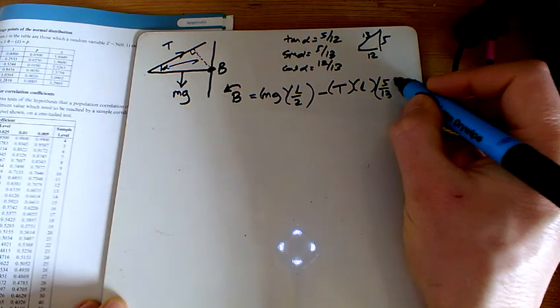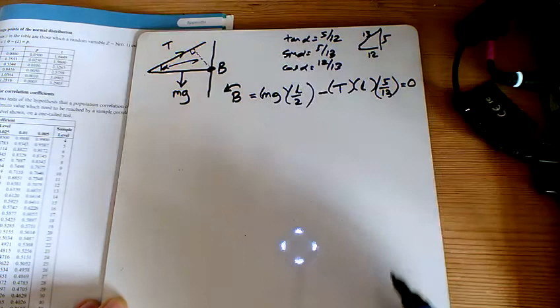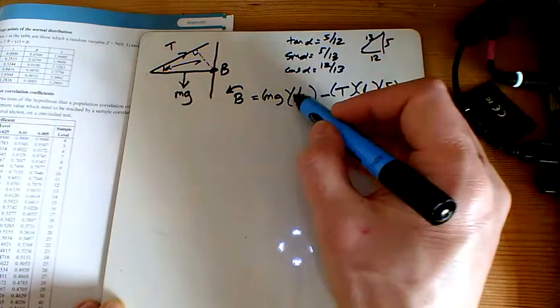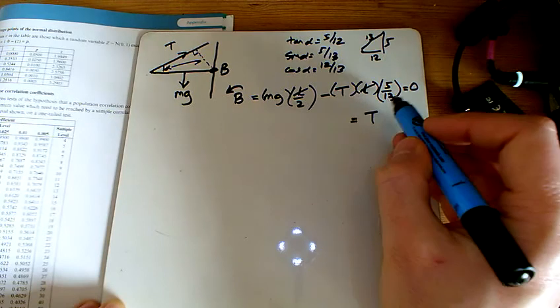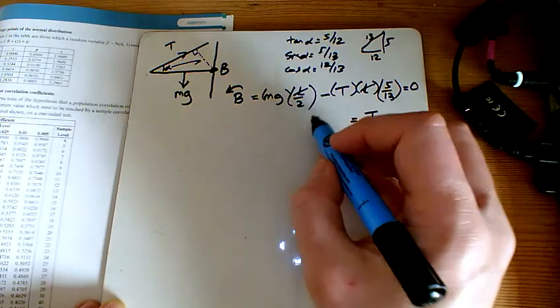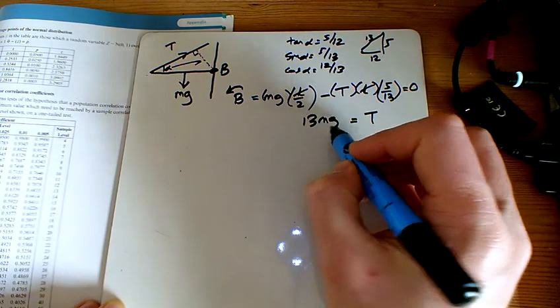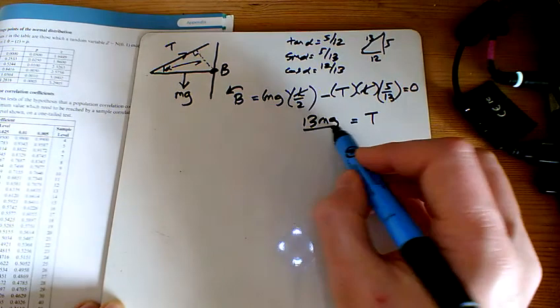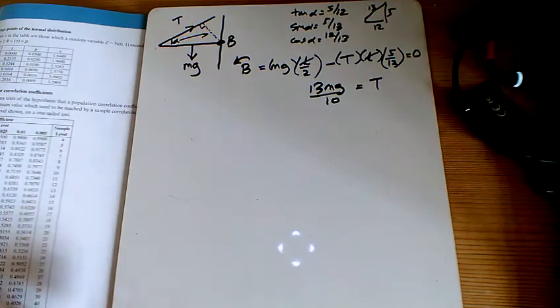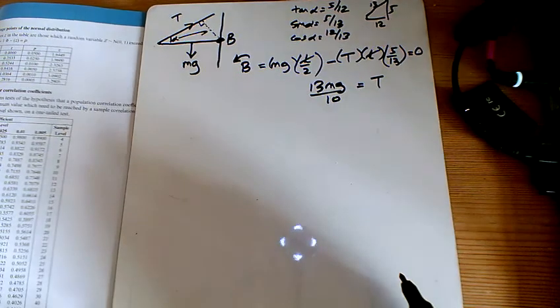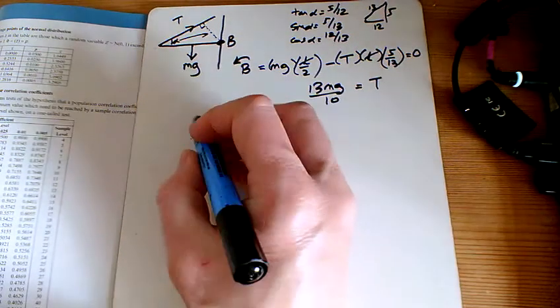That's T times 5/13 times L minus mg times L over 2 equals 0. The L cancels on both sides, and so I've got T equals, multiplying by 13, 13 mg, and dividing by the 5 and also the 2, 13 mg over 10, which is what you're asked to show. Now for part B, we're going to look at the forces acting on this.